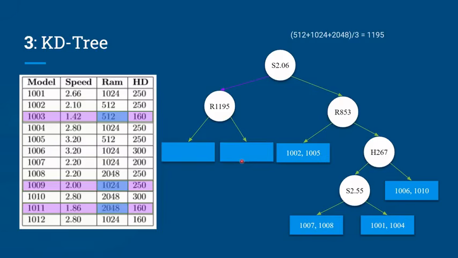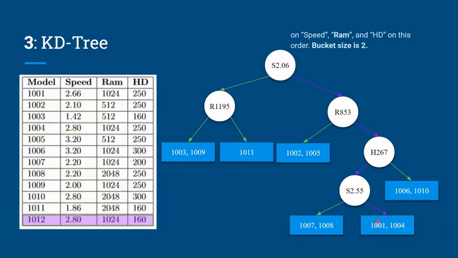1,003 would be put onto the left side. Why? Because 512 is less than 1,195. 1,009 has a RAM value of 1,024, which is less again than 1,195. So 1,003 would be here along with 1,009, but 1,011 would be on the right-hand side because its RAM value 2,048 is greater than 1,195.